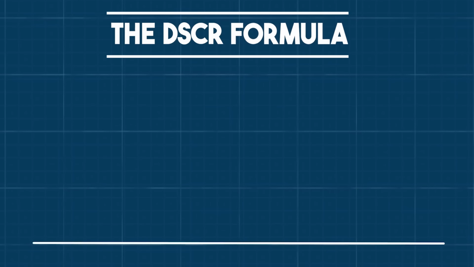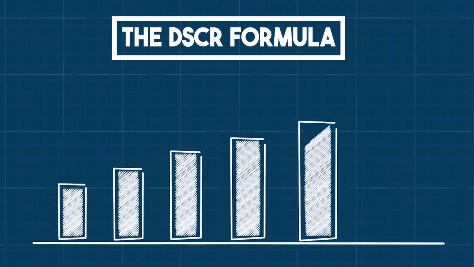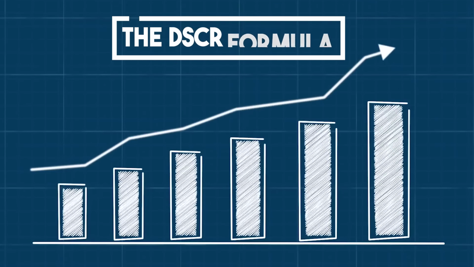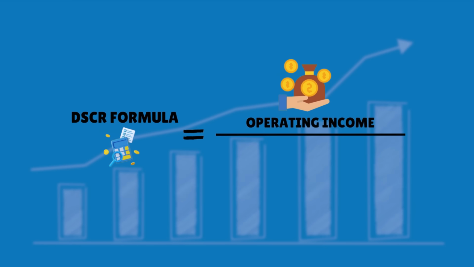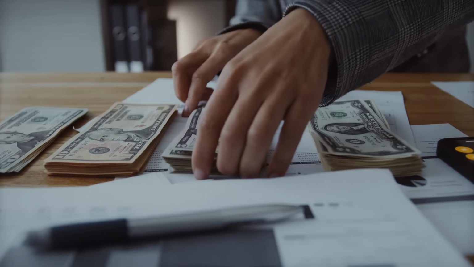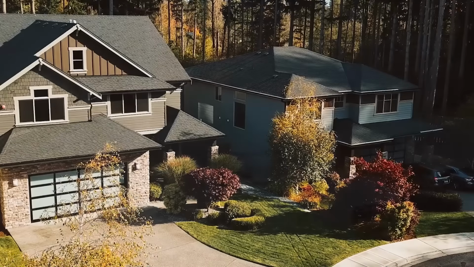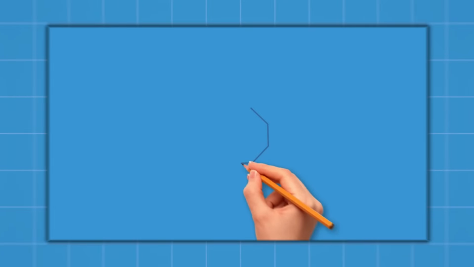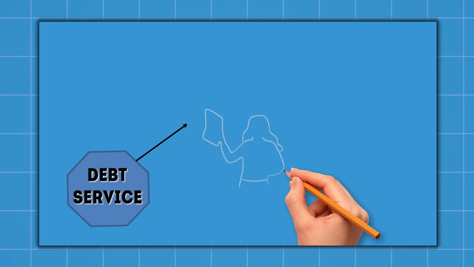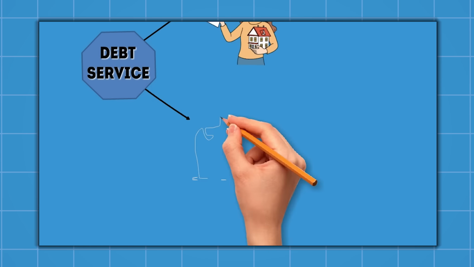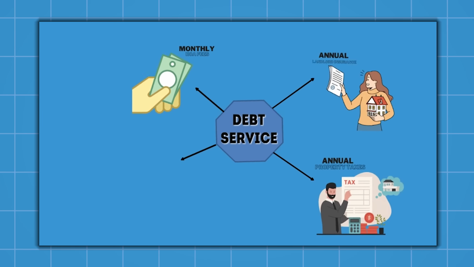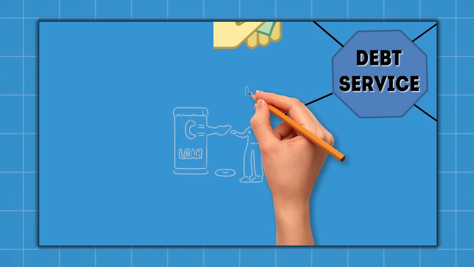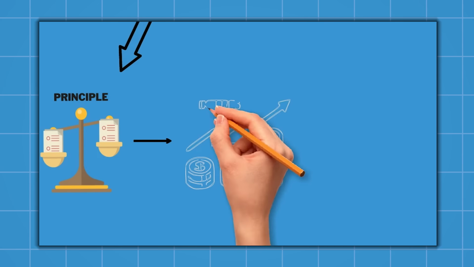Now that you understand what a DSCR loan is, let's dive into how DSCR is calculated. The DSCR formula is fairly straightforward but critical in the evaluation process. The formula for DSCR is gross operating income divided by total debt service. Gross operating income is the rental income that your property generates, while total debt service includes annual property taxes, annual landlord insurance, monthly HOA fees, if any, and any loan payments such as principal and interest.